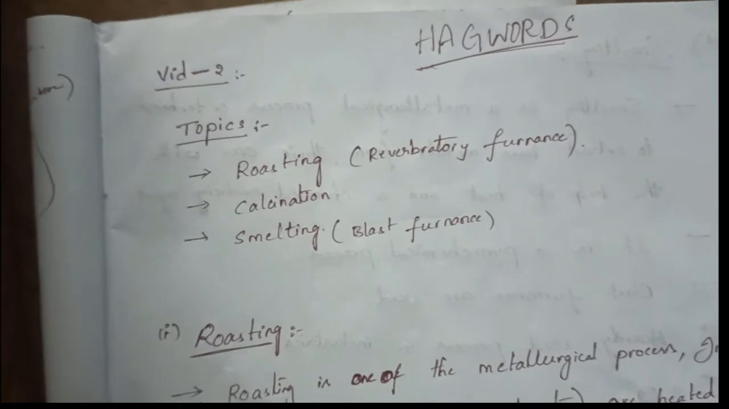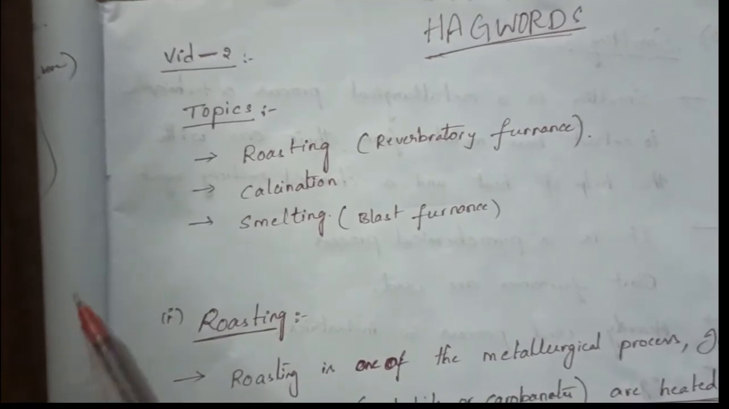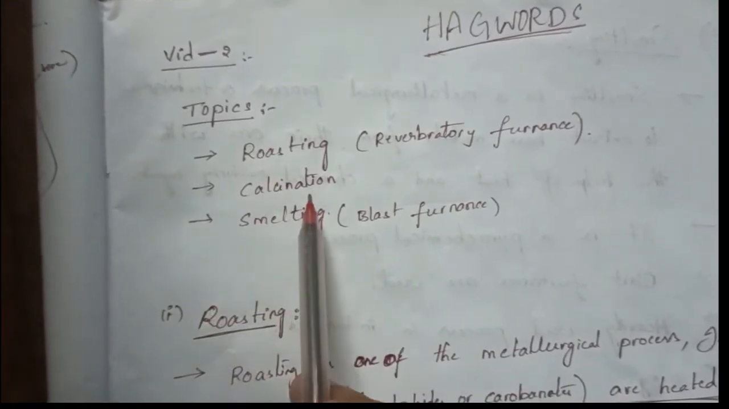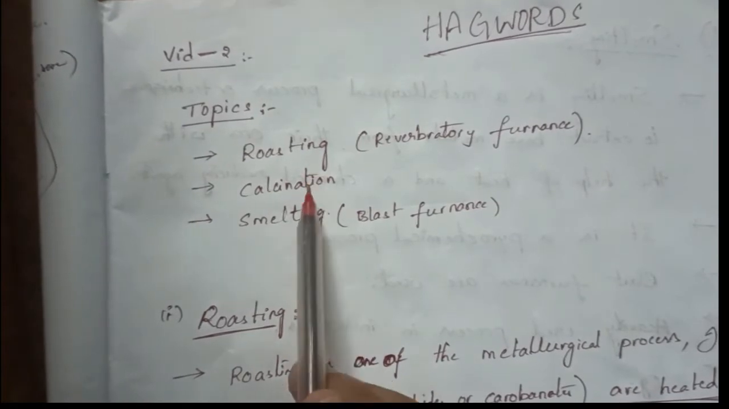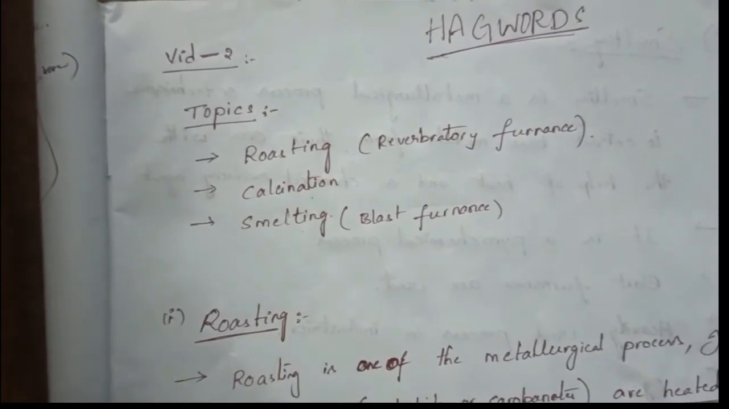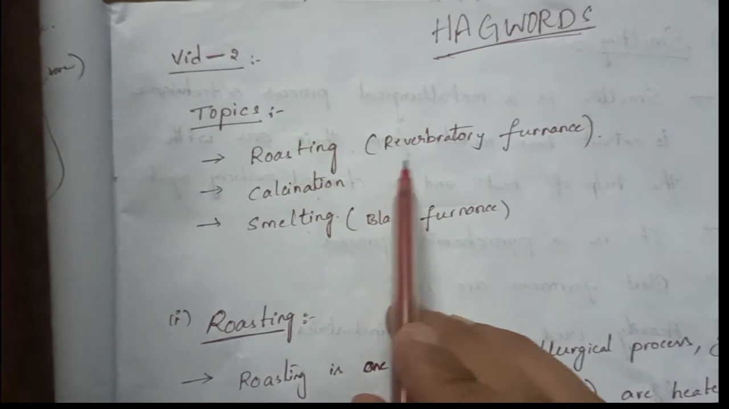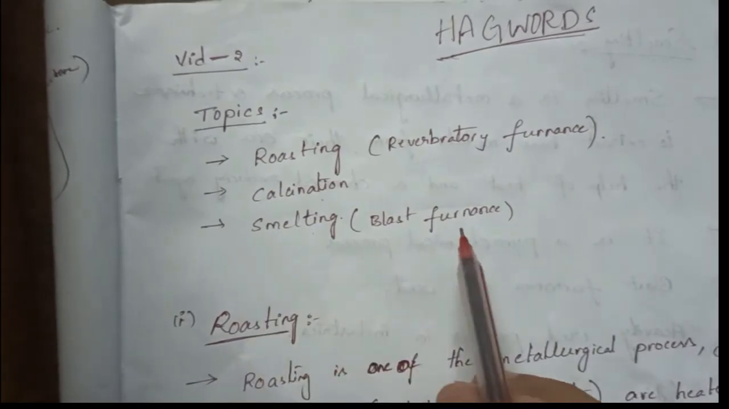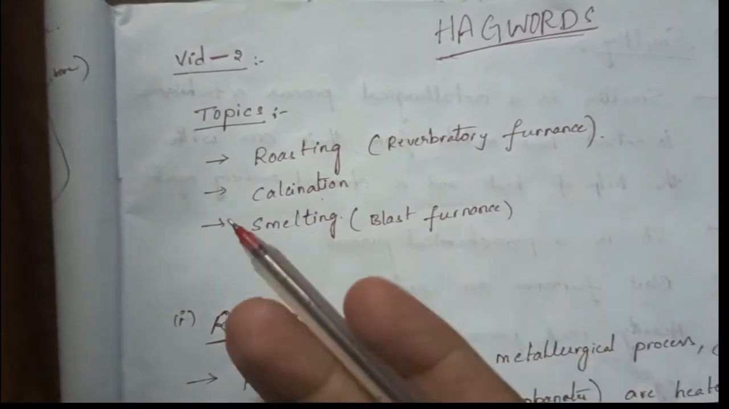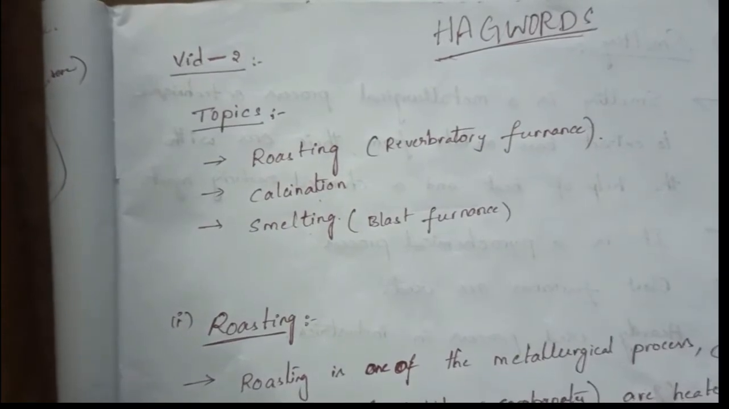Today I selected three topics which are roasting, calcination and smelting. These three are very easy and simple topics. Here in roasting we use a reverberatory furnace and in smelting a blast furnace. What are they and how are they going to work? We will go into detail. Let's start with roasting.